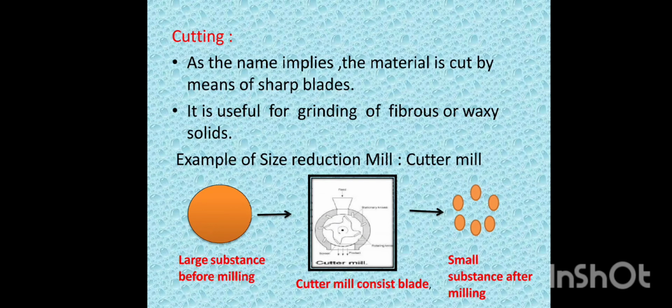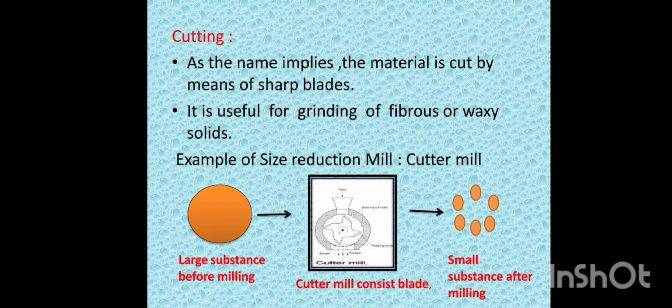Cutting is the first mechanism of size reduction. As the name implies, the material is cut by means of sharp blades or nibs. It is useful for the grinding of fibrous or waxy solids. For example, I have licorice or ginger, but I need to convert it into smaller pieces. I use sharp blades or nibs for their size reduction. The size reduction of such material takes place with the help of a cutter mill.